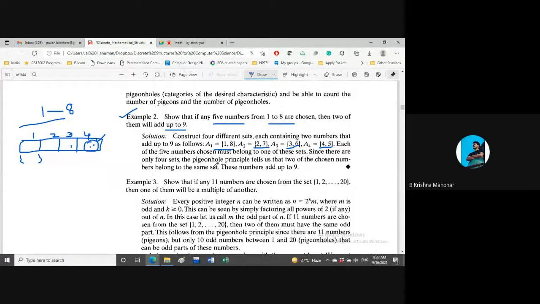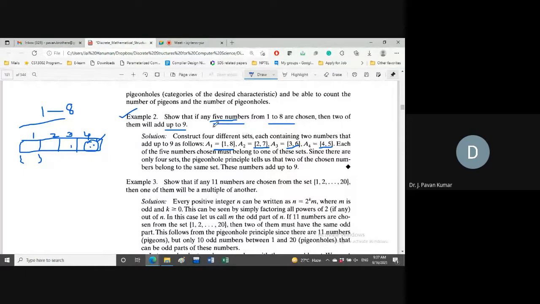Yes, sir, yesterday we got five numbers now. In this question, 1 to 8 are chosen, five numbers. Now, if we choose any two numbers from A1 and A2, that can't sum up to be 9 also.